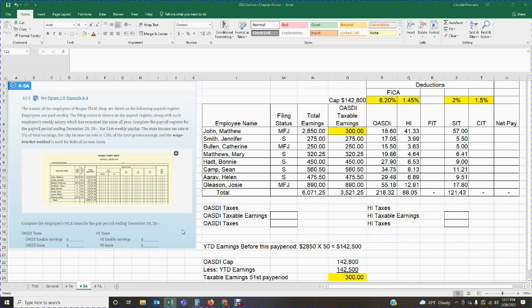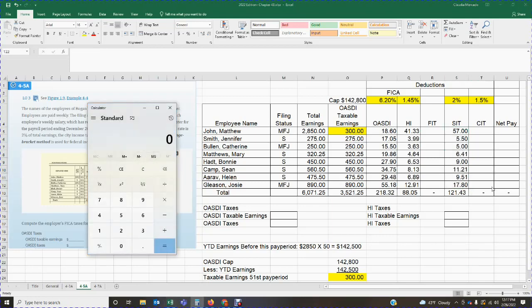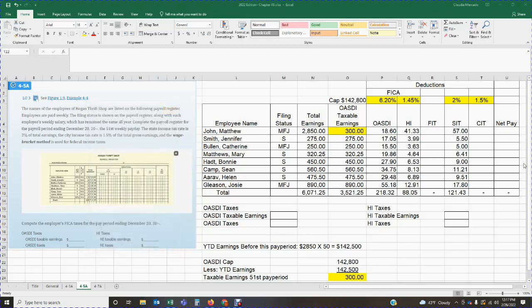Let's do an example if we were using a calculator. Once again, let's do Josie. That would be $890, and I'm going to multiply it by 2%. That would give me $17.80. So you see, it's the same thing as if you were using a calculator, but much faster. If you put the formula in once, then you just copy it and paste it down.